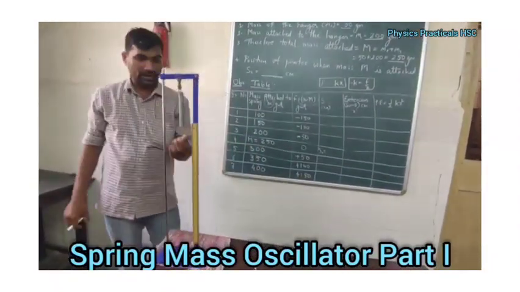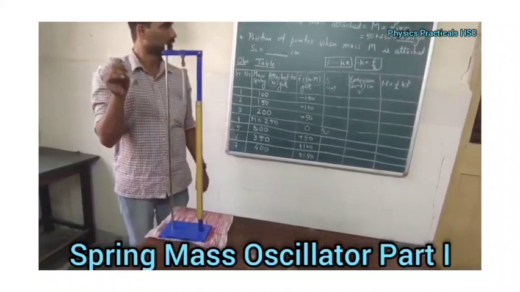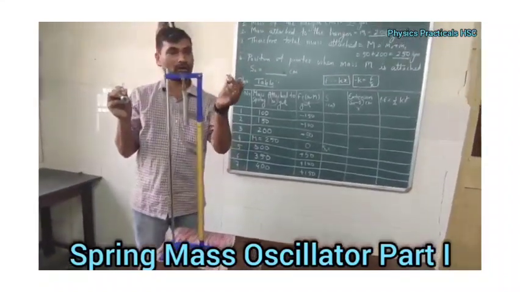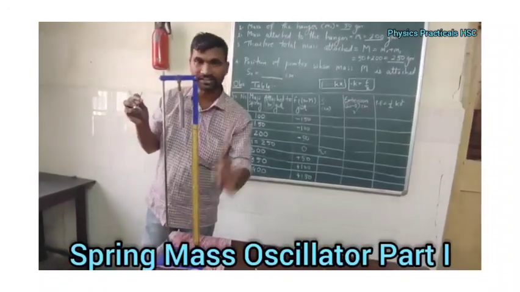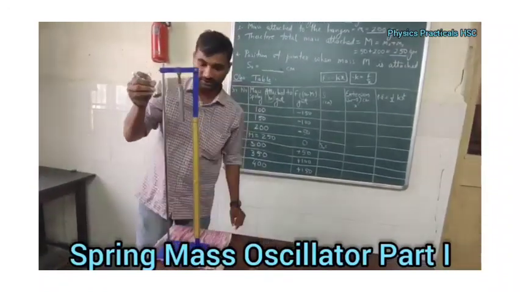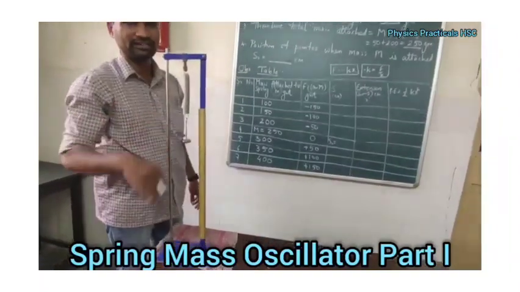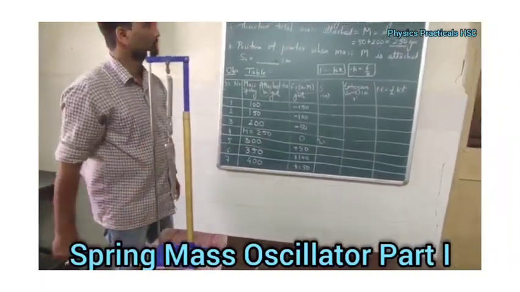You are supposed to add some weights using this hanger, by adding blocks of mass 50 grams each, and the hanger's mass is also 50 grams. You hang it like this, then add the weights and go through it. Okay, so let's start.